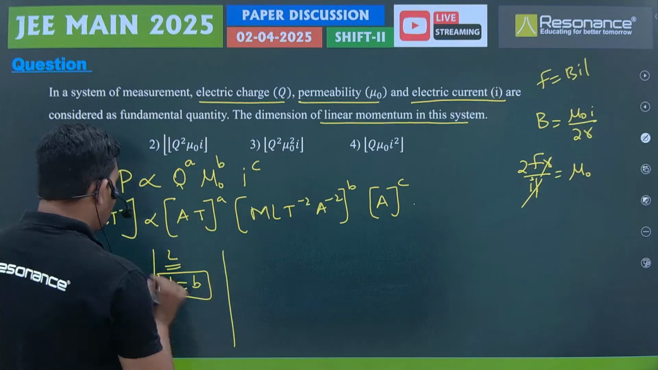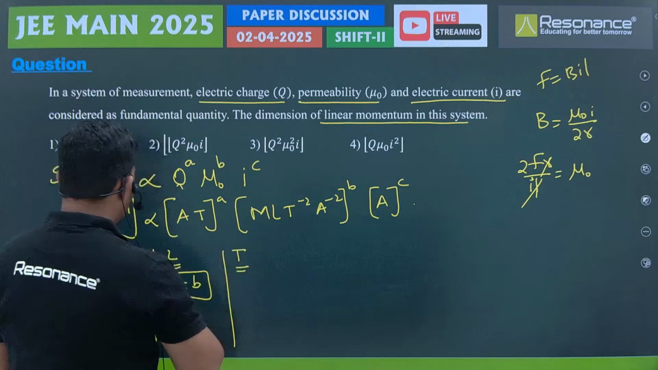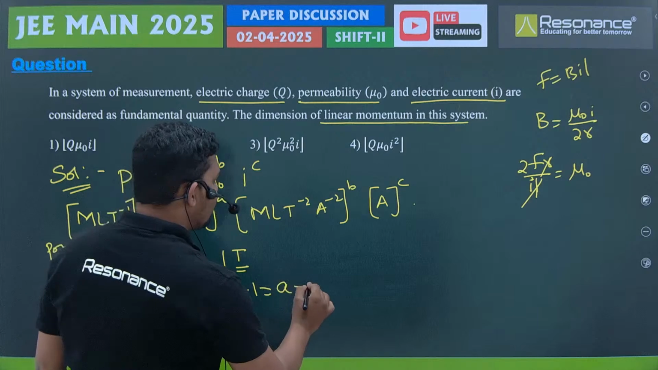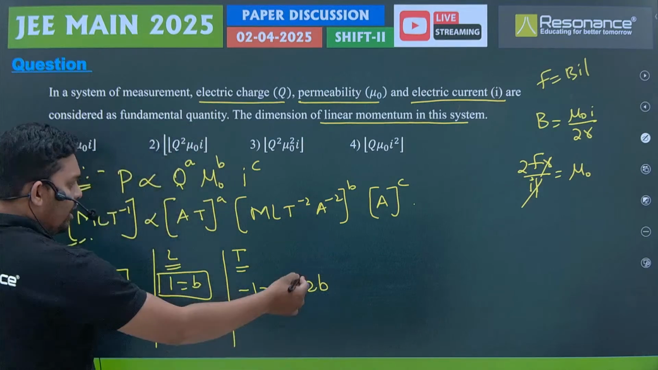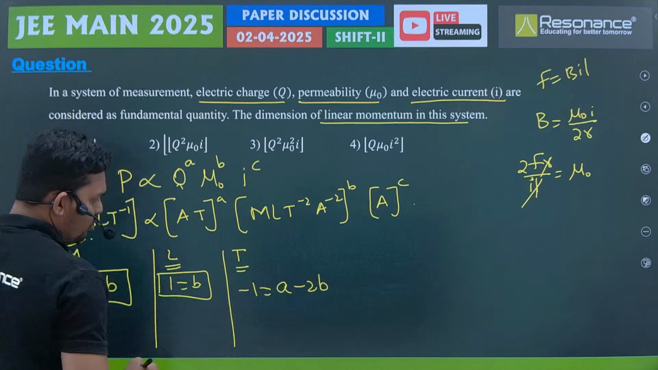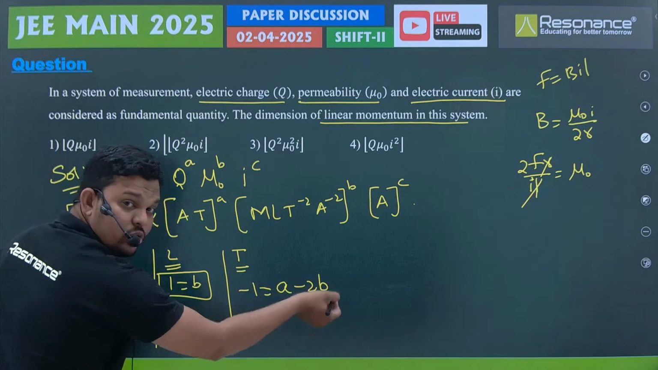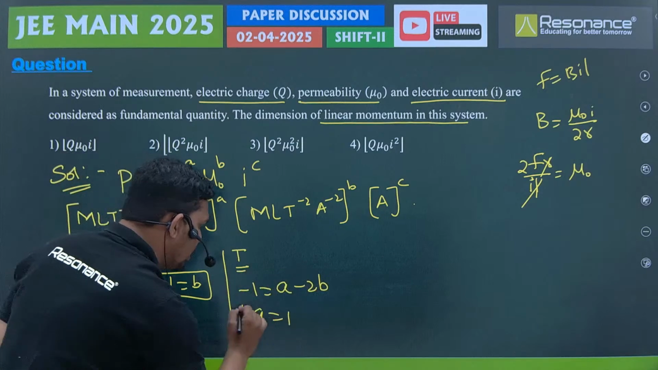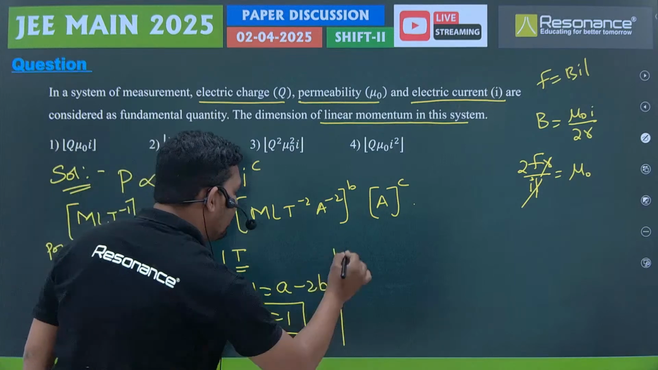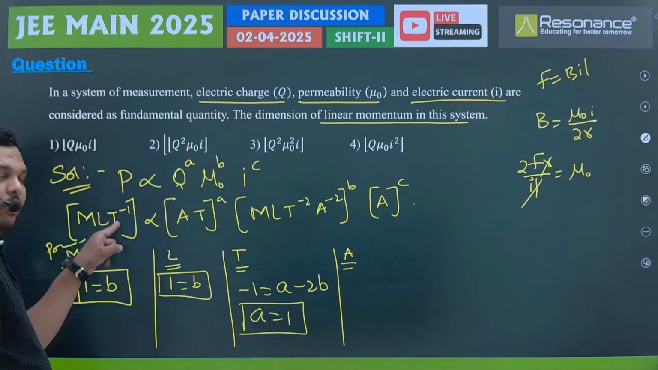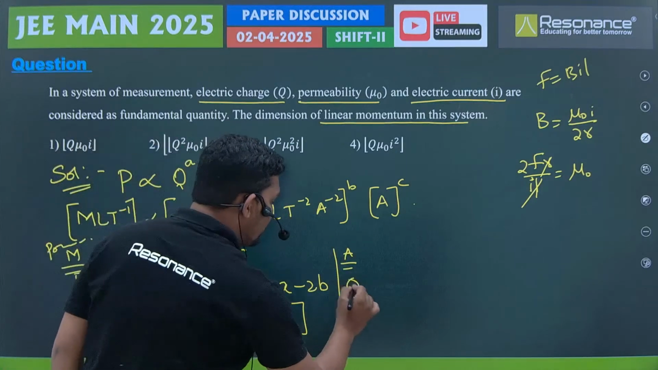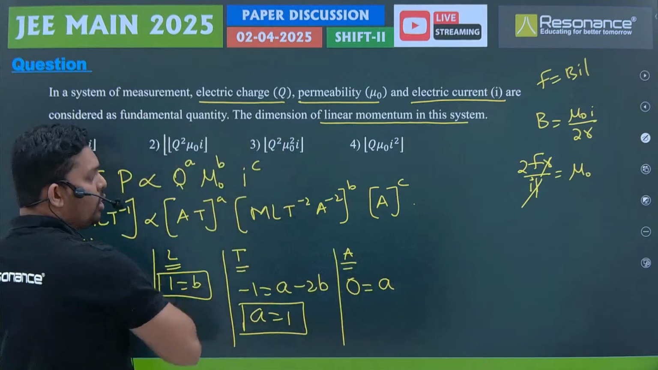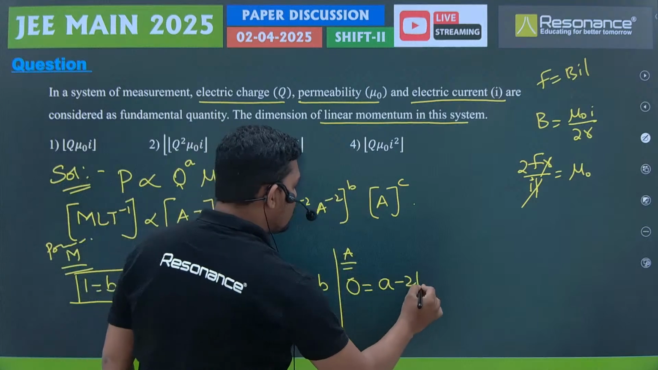Next I would like to compare the powers of T. When comparing the powers of T, minus 1 is going to be A minus 2B. And we already got the value B is equal to 1. So minus 2 into 1 is minus 2. Minus 2 if I send here, it will become plus 2, and 2 minus 1, so A is equal to 1. Finally, I would like to compare the power of A. We don't have anything here about A, so I take it as 0. And the power of A, small a, is going to be minus 2B plus C.